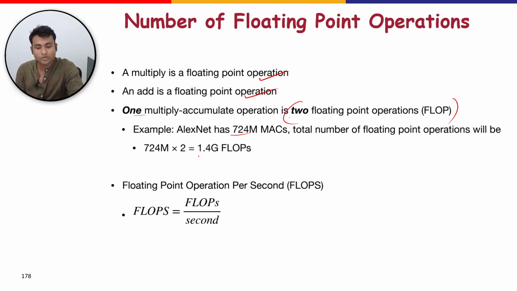So therefore, how many total number of operations? 1.4 giga. 1.4 giga floating point operations in order to calculate the total AlexNet. This is what you have to spend.